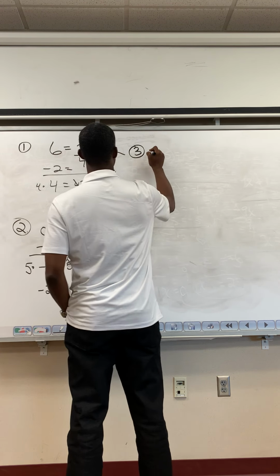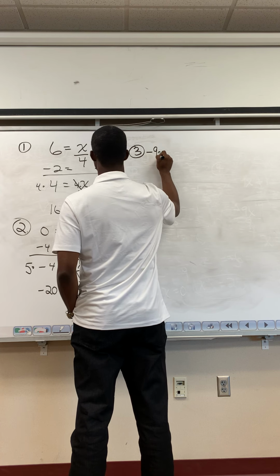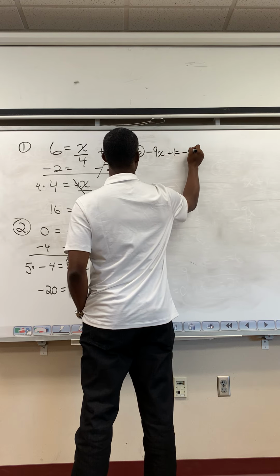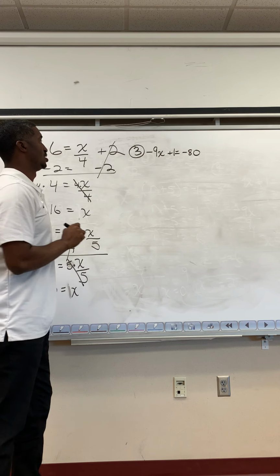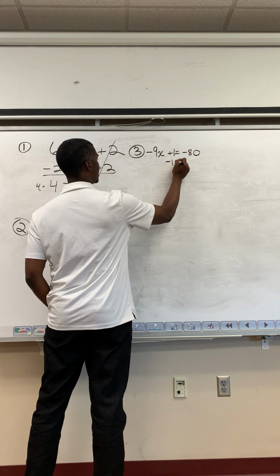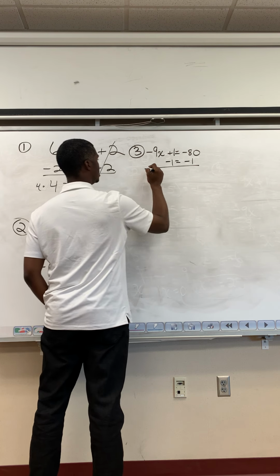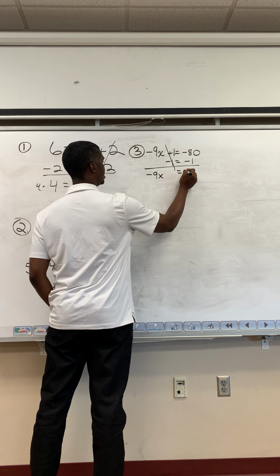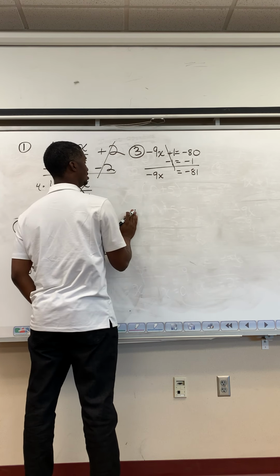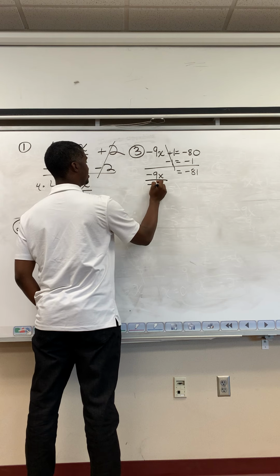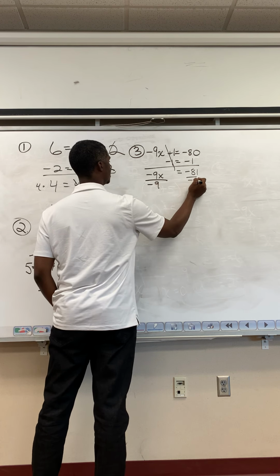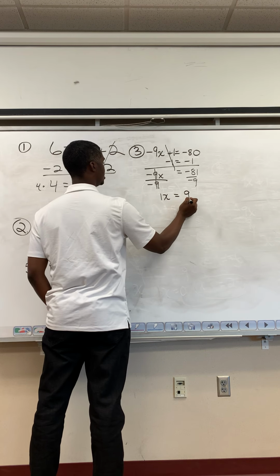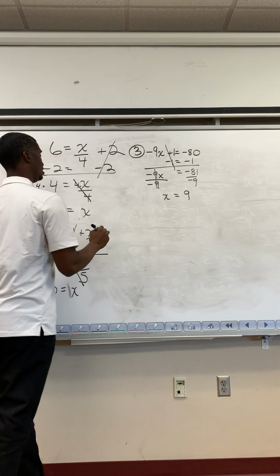Number 3 problem is negative 9x plus 1 equals negative 80. So first I'm gonna subtract 1 on both sides. That's gonna leave us with negative 9x. That becomes 0. It's equal to negative 81. Then I'm gonna divide both sides by negative 9. Leaves us with 1x is equal to 9. Don't need the 1. Bang. Number 4.